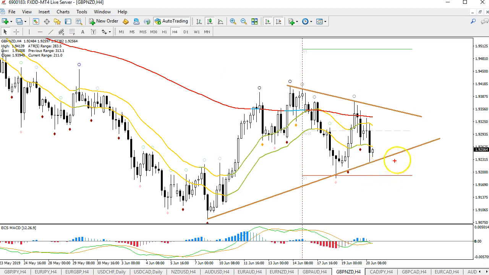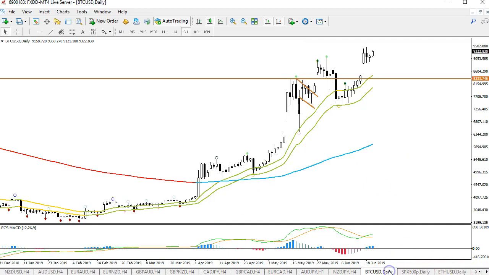But basically, it looks like a triangle. I think there's a fair chance that this triangle will break to the downside. We got price below the 20 EMA, and that's below the 144 EMA. So although I'm bullish, or slightly bullish, on the euro odd, I think pound New Zealand is looking good for downside for the moment, if we get the breakout.